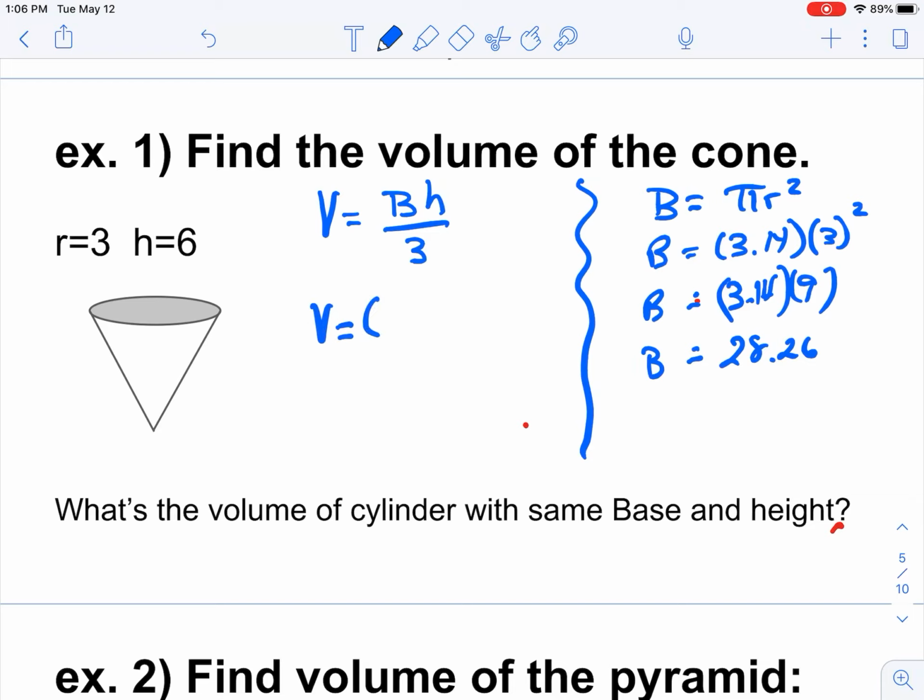And then let's plug it in here. So now we know the base area is 28.26. The height is given to us as 6, and it's all divided by 3. Okay, you can go ahead and work this out.